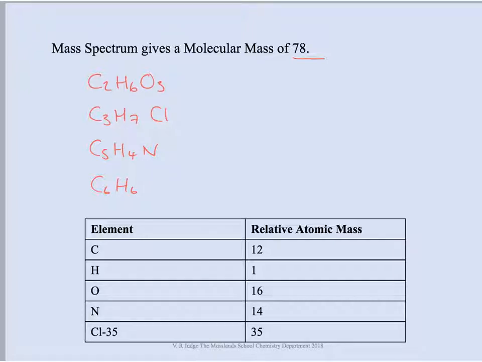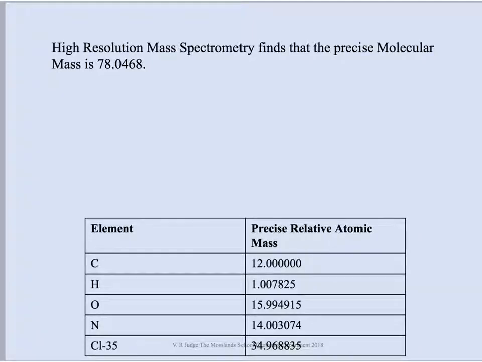This is where the slightly better process of high resolution mass spectrometry comes in. If we were to take a sample of the same compound and put it through high res mass spec, this is a process where we find a more precise molecular mass, so we have to start looking at the precise relative atomic masses, which we've got down here in the table. In this case, the molecular mass of the compound is found to be 78.0468. Because we're looking at the very precise relative atomic masses, we find that actually those compounds that I mentioned in the previous slide will have different precise molecular masses.